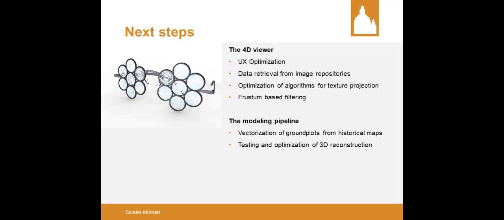What are the next steps? Concerning UX, of course, we are currently doing the optimization of the UX. Also, it is very much about the data retrieval from image repositories. Another thing is optimization of algorithms for texture projection, plus frustum-based filtering. With regard to the modeling pipeline, it is the vectorization of ground plots from historical images, plus another task is to combine the 3D reconstructions and test and optimize this pipeline.